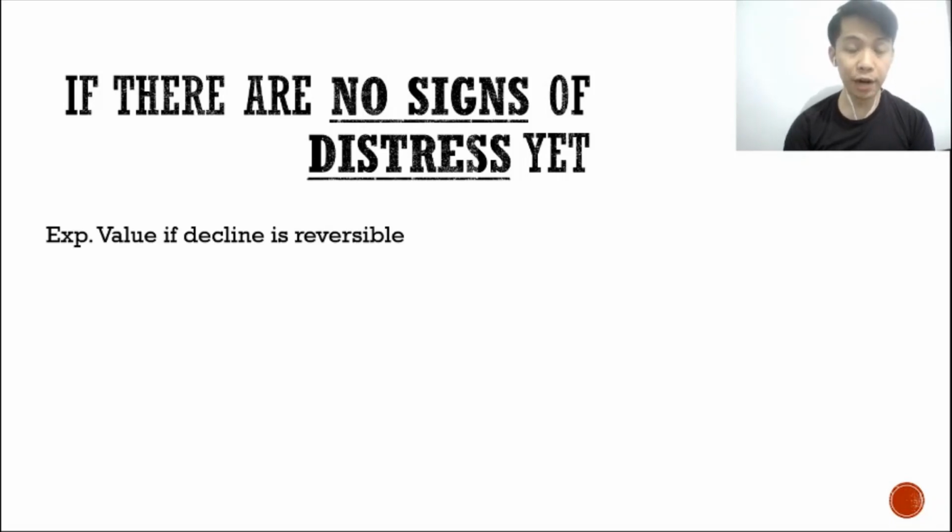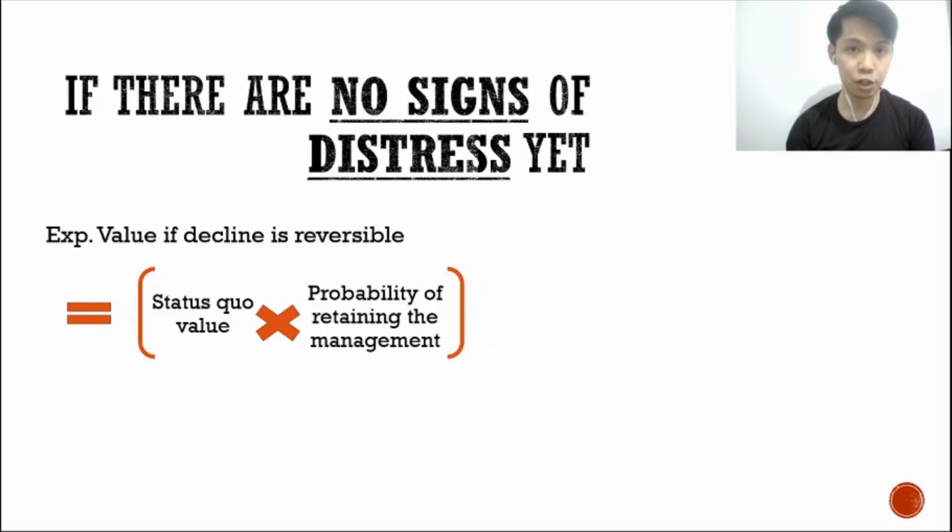How are we going to arrive at the value of the company if the decline is still reversible? It is still possible to bring back the company to a growth phase. So what we can do here is to do the same thing as we did in mature companies when we value for control. What we can do here is to assume, number one, the status quo value, then multiply it by the probability that there will be no changes to be made. So that would be a percentage weight.